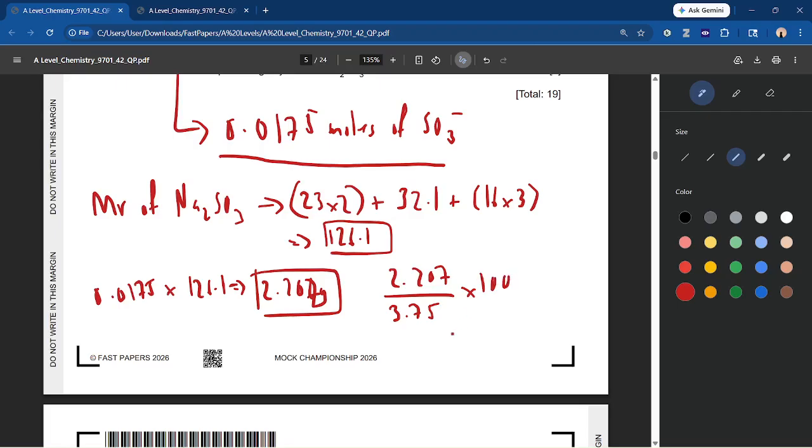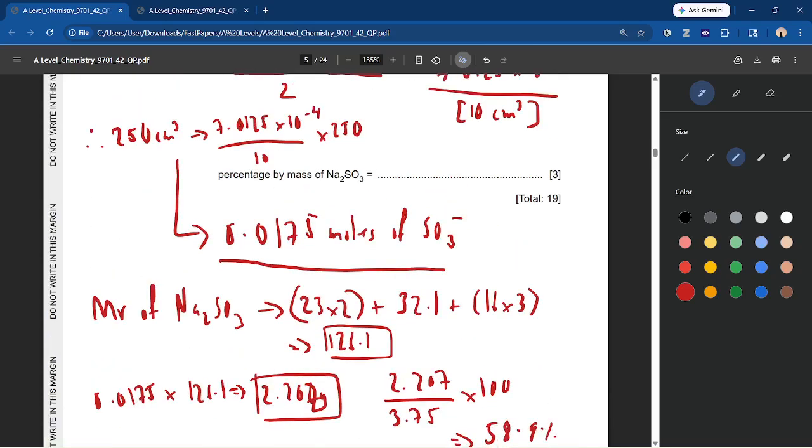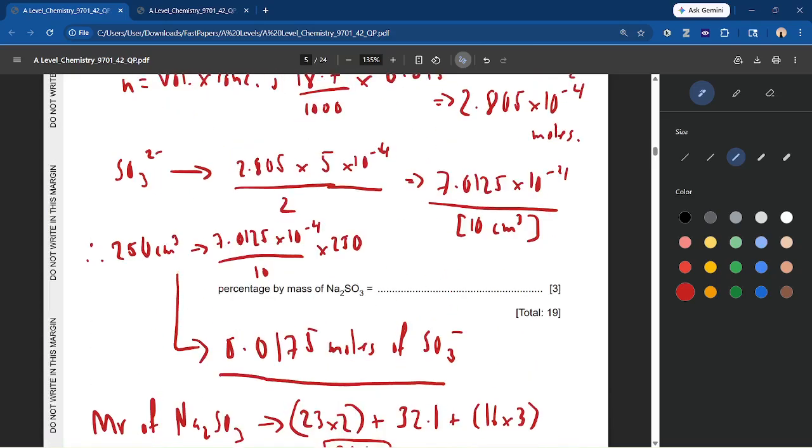So 2.207 divided by 3.75 times 100 is going to give you 58.9%. You can write 59%. You're not going to be penalized for that. So we're going to put that over here. It's going to be 58.9%.